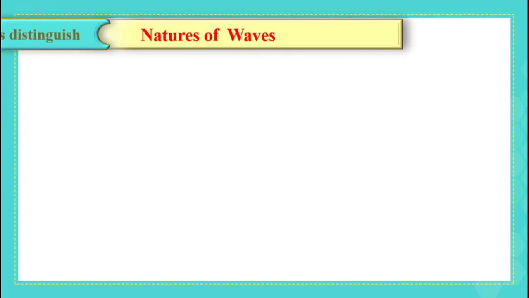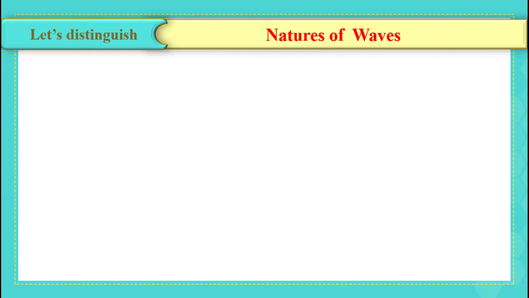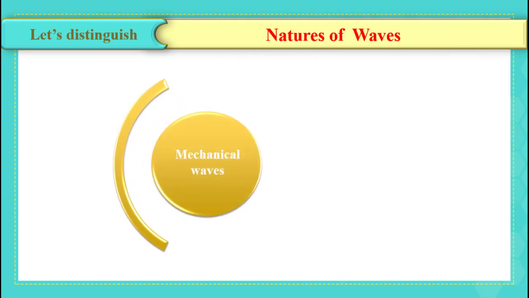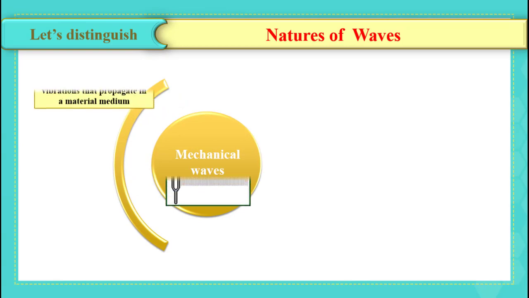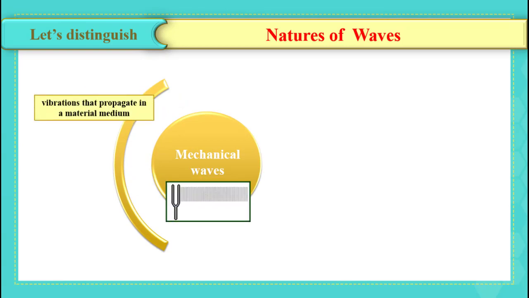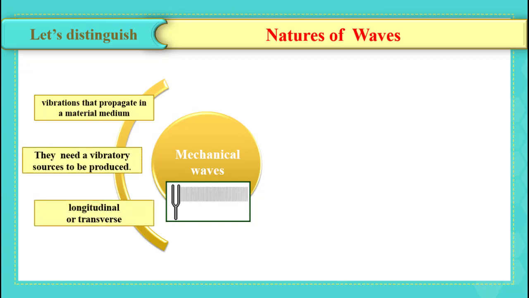Let's now distinguish between the different natures of waves. The first nature is mechanical waves, like water waves, sound waves, a wave on a rope. Such waves are vibrations that propagate in a material medium. They are not capable of traveling in vacuum. These waves need a vibratory source to be produced. They could be either longitudinal or transverse.